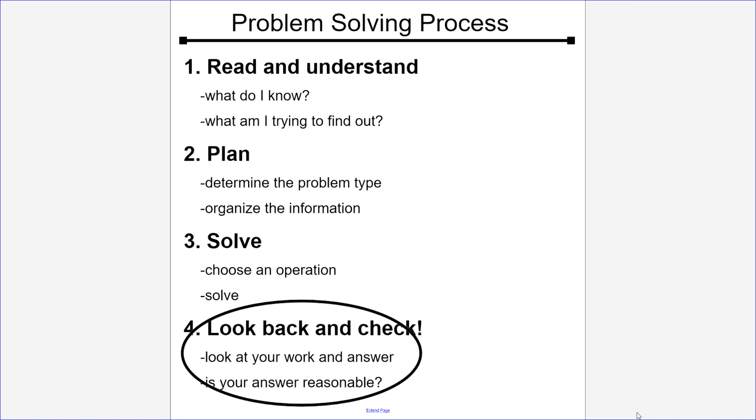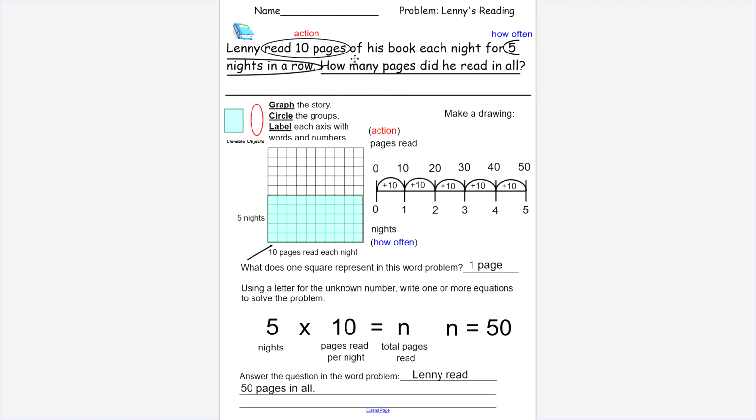We're ready for our final step. We'll look back and check. The numbers that we decided to use to solve this problem were 10 pages read and 5 nights. Were 10 and 5 the numbers from the story problem? They were. We multiplied to find the answer. That's correct. We multiplied to solve repeated addition problems. And we decided that 5 times 10 equaled 50. That's correct as well.